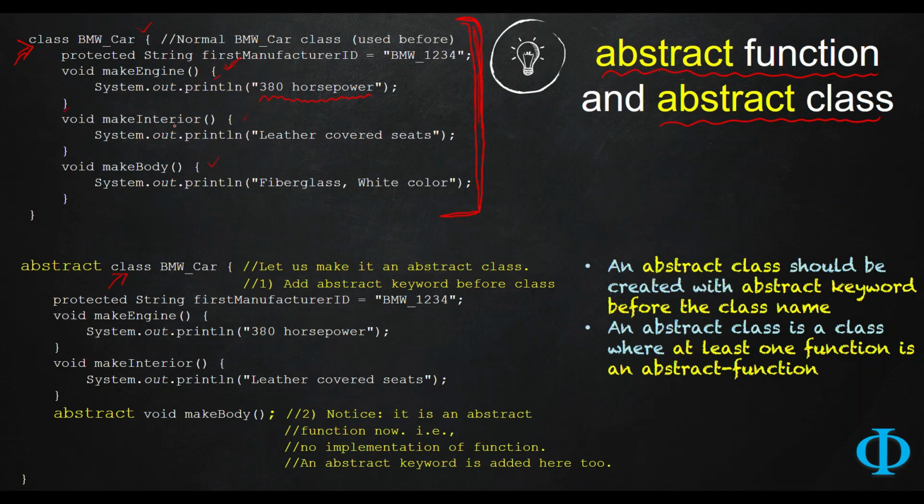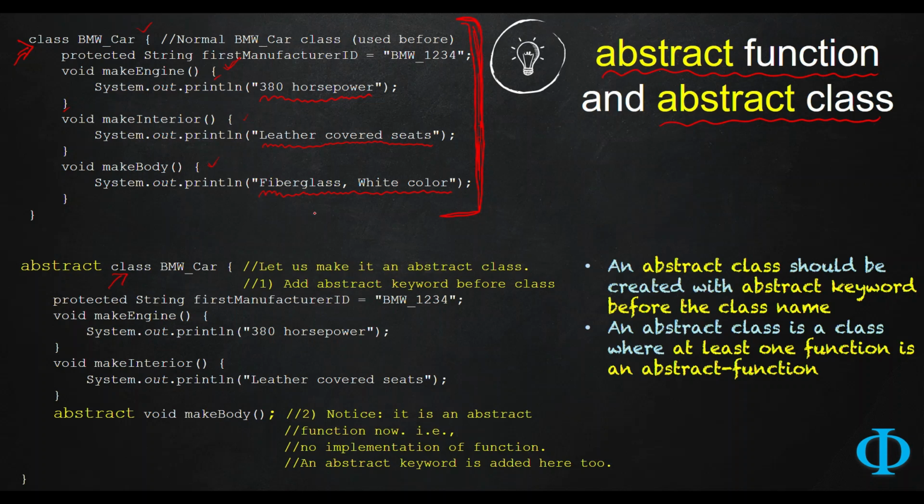On the other hand, make interior also has an implementation, and it is printing leather covered seats. Similarly, make body also has its own function implementation, and it is printing fiberglass, comma, white color. So this is a normal class with all normal functions. Normal function means it has a function body. It has its own implementation.